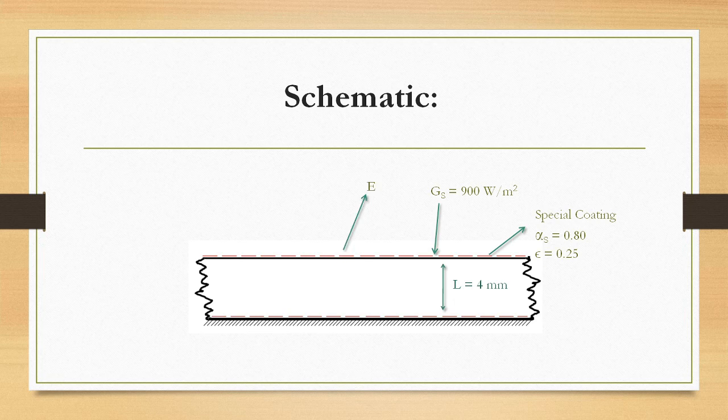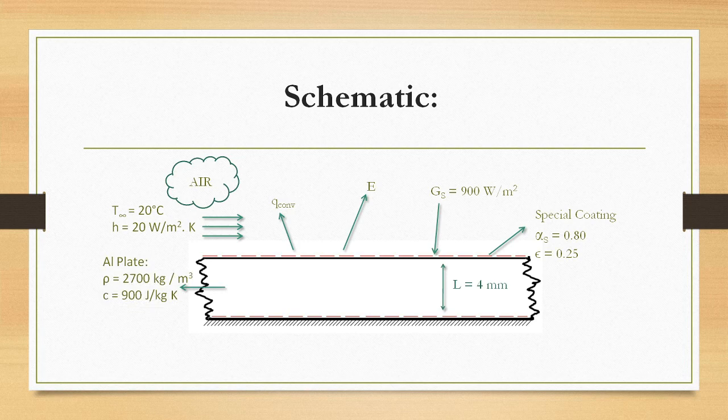E is the energy lost in this entire interaction of radiation with the aluminium plate. Q convection denotes the heat loss due to convection. The temperature of the air which is incident is 20 degrees, and the convective heat transfer coefficient is 20 watt per meter square Kelvin. The aluminium plate has a specific heat of 900 joule per kg Kelvin and a density of 2700 kg per meter cube. The initial temperature of the plate is 25 degrees centigrade.